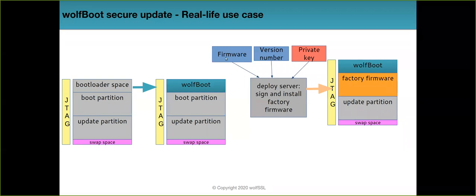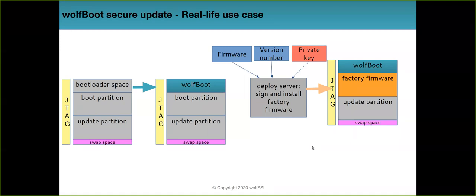And then you take the firmware, the version number, and you sign it using your private key. And again, you use a JTAG and you burn the image on the second partition. So this is a factory firmware here. And the update partition is untouched and you've got the swap partition. So at this point, you can remove JTAG, right? And your target is happy running somewhere far.